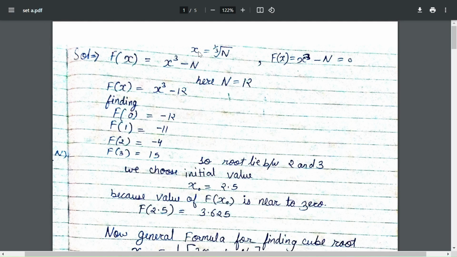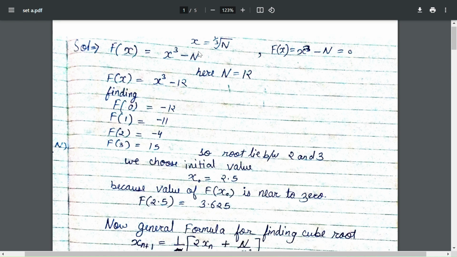Hello friends, now we are solving set A of first internal test paper and first question is find the cube root of 12 using Newton-Raphson method correct up to 4 decimal places. So this is the solution.